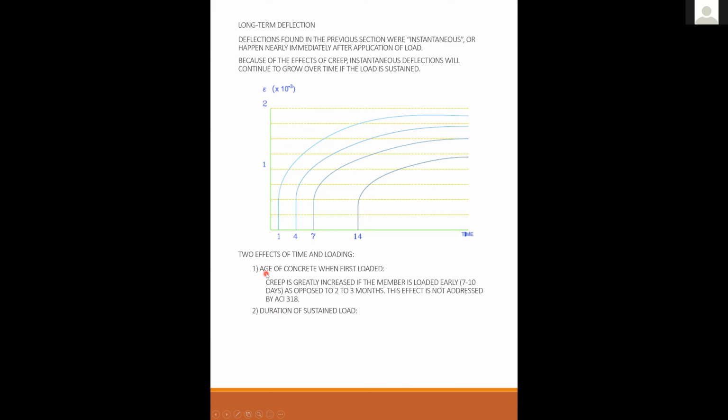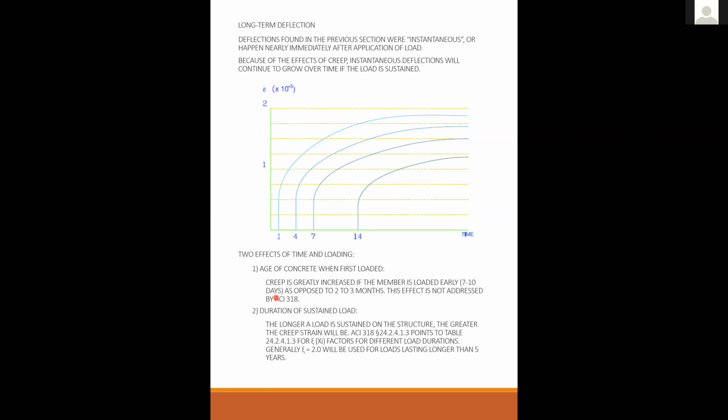The second effect of time and loading is the duration of the sustained load. If you put the load on there, how long is that load going to be on there? Many times, if it's dead load, it's going to be on there the life of the building. The longer a load is sustained on the structure, the greater the creep strain will be. ACI 318 section 24.2.4.1.3 points to table 24.2.4.1.3 for a psi factor for different load durations. Generally, psi will be equal to 2.0 for loads lasting longer than 5 years. That's what we generally use, just twice.